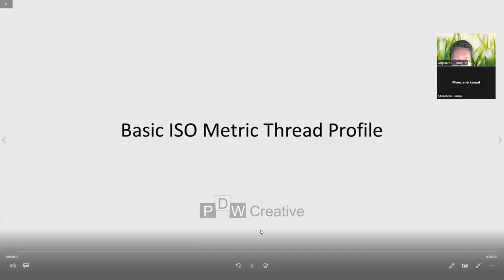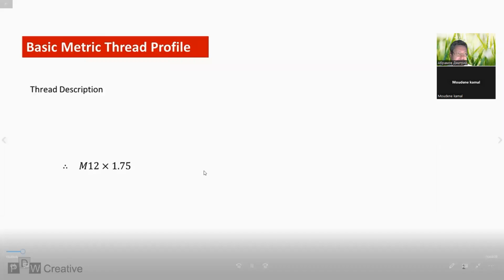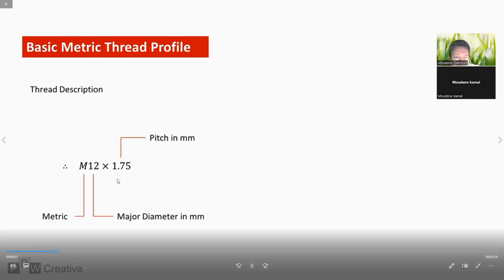Basic ISO metric thread profile. It's a video about metric threads, the most popular thread in manufacturing. Metric thread profiles are often written as shown. This is an example of a 12mm thread, where M stands for metric, 12 describes the major diameter of the thread, and 1.75 is the pitch. There are additional classifications sometimes written after the pitch, such as tolerance, but there is a lot to explain on this, so I'm going to go into this in another video.